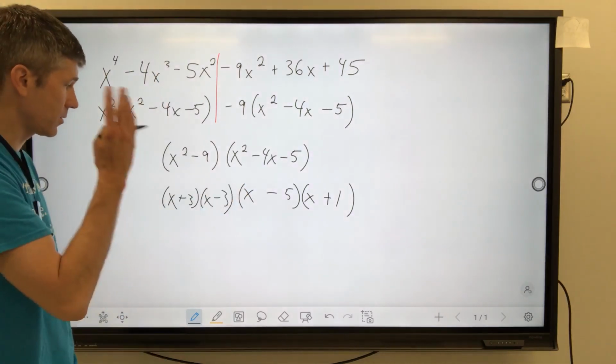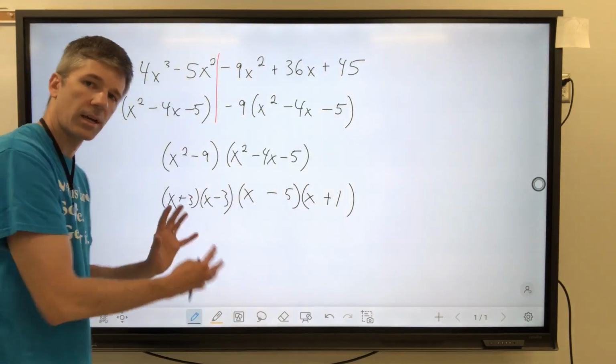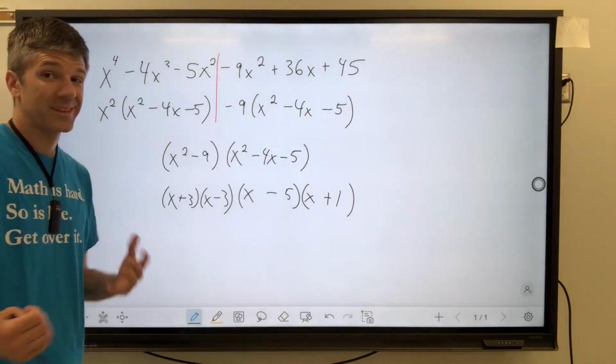And I look at this, and what went through my head was, do I have any terms that are repeated to where I can put them together with exponents? And I don't. So that's it. I'm done.